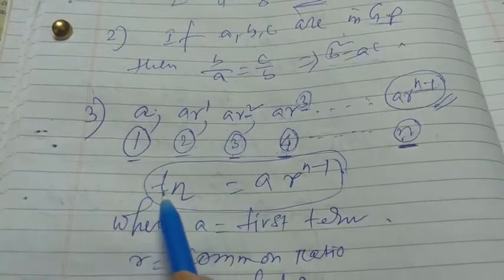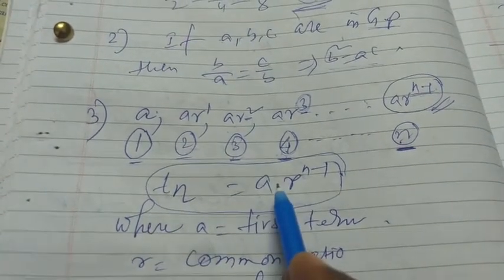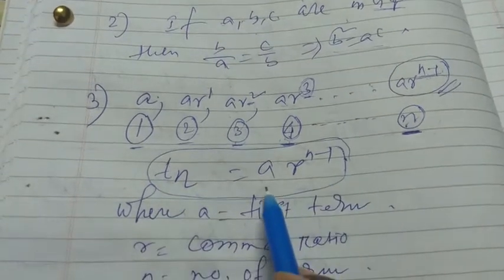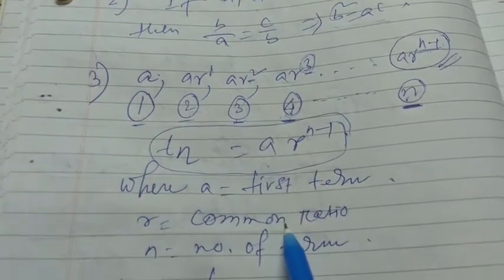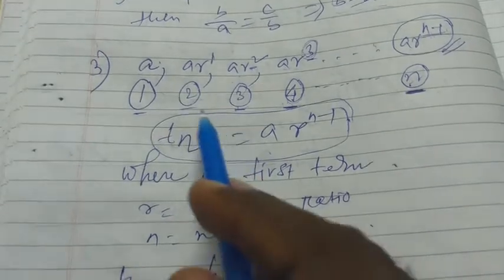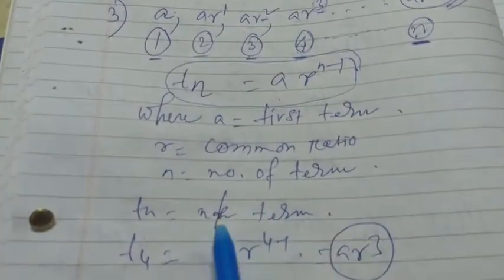And that's why the nth term of a GP is A into R to the power n minus 1, where A is the first term, R is the common ratio, n is the number of terms, and Tn is the nth term. Tn is the nth term.